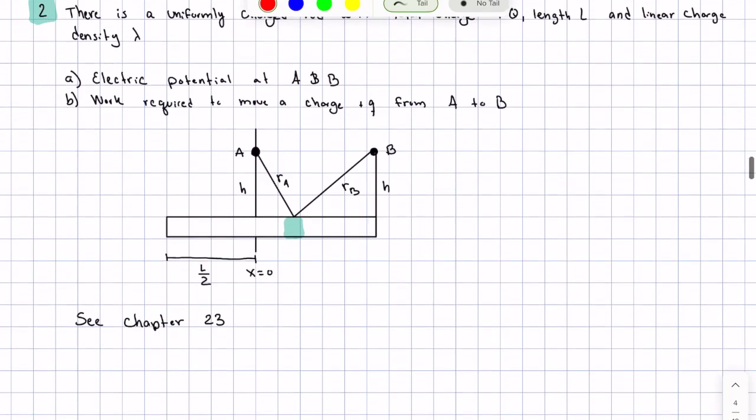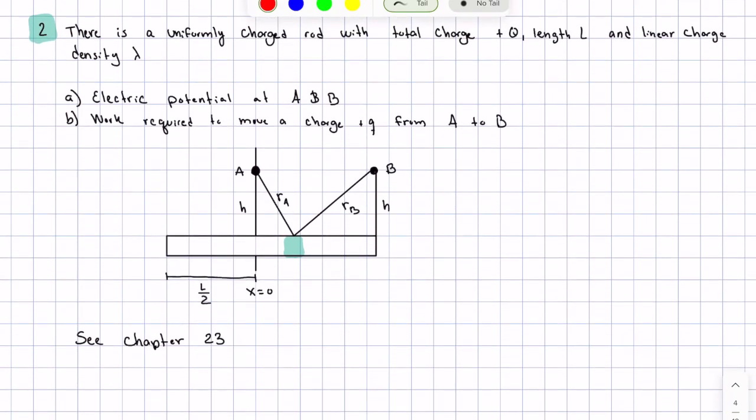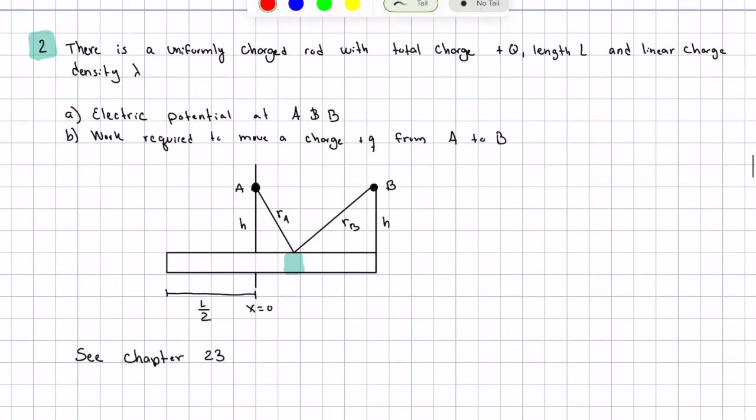Okay, so this one I find a little bit trickier, but definitely doable. You have a uniformly charged rod with a total charge plus Q, length L, and linear charge density lambda. You want to know what the electric potential is at points A and B. To do that, you can go see chapter 23 for the equations, or hopefully they're provided for you.